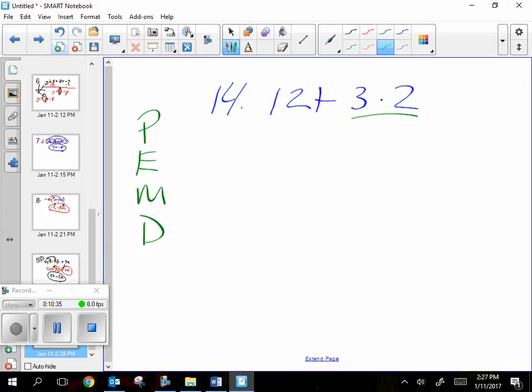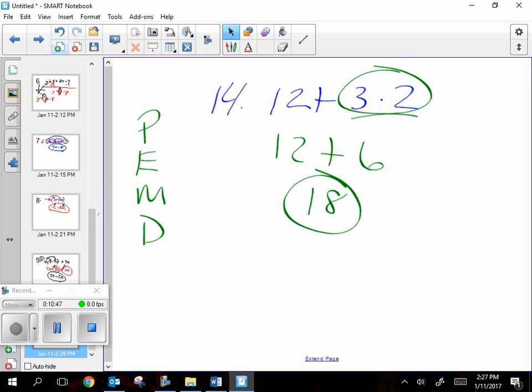Even though it's tempting to do 12 plus 3, you do not. You multiply those two first. 12 plus 6. Yes, what is 12 plus 6? 18 is the final answer, and that's correct. So we've got to make sure you do these in the right order.